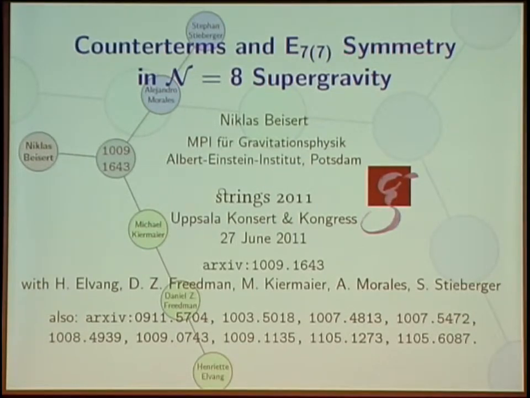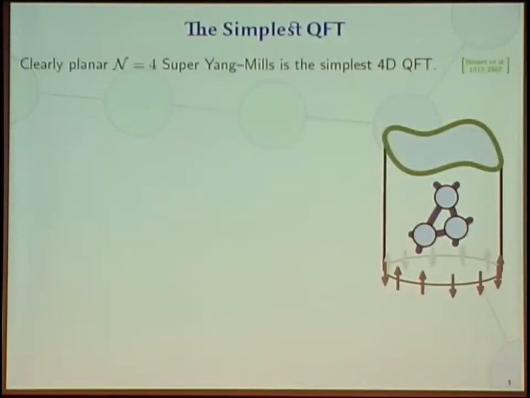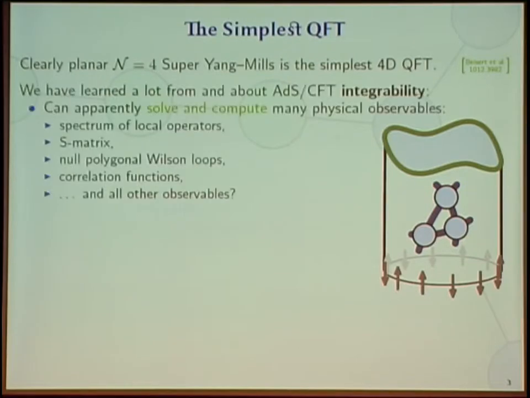But before I talk about N=8 supergravity, let me start with the simplest quantum field theory. And that is clearly planar N=4 super Yang-Mills theory. It's the simplest quantum field theory if you talk about interacting quantum field theories in 4 dimensions. And I don't think there's anyone in the audience that will try to argue with me on this point.